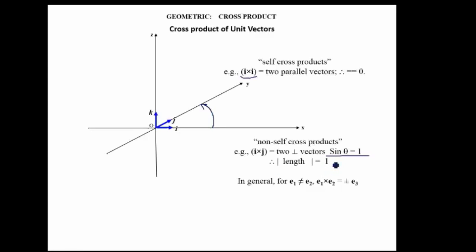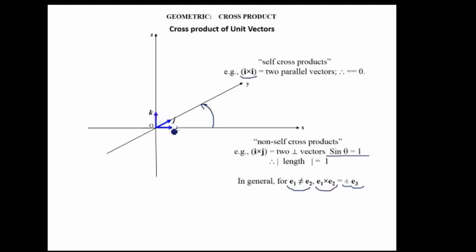Now be careful, because you could take the order such that the cross product is in the opposite direction of the third vector. In general then, if you have different unit vectors, which we'll represent by E1, E2, E3, if you take the cross product of E1 and E2, you do get the other unit vector, but it could be plus or minus. So just take the example of i cross j, take your fingers, do the same thing that you did with the axes, and you get the unit vector k.